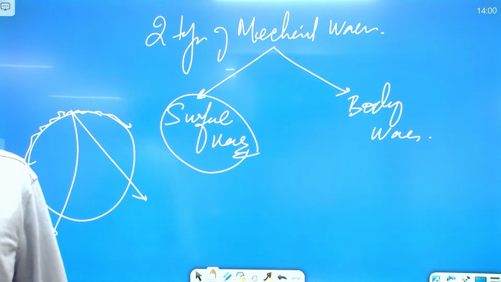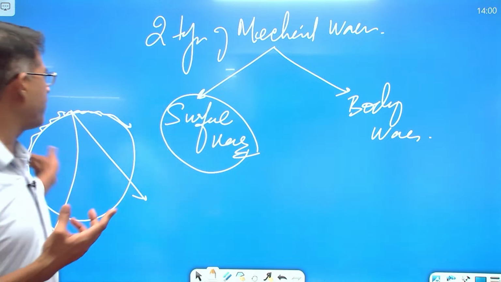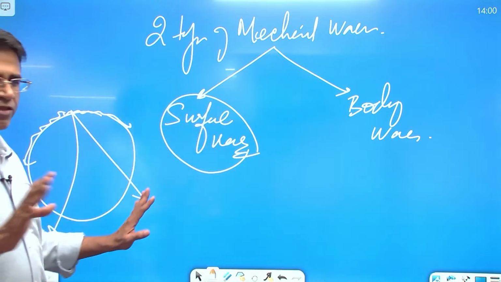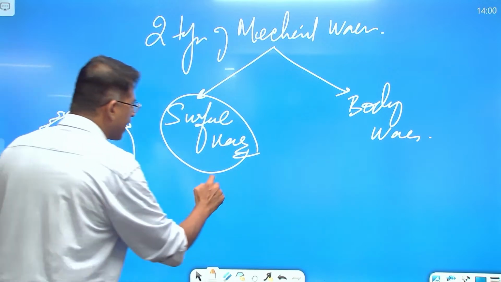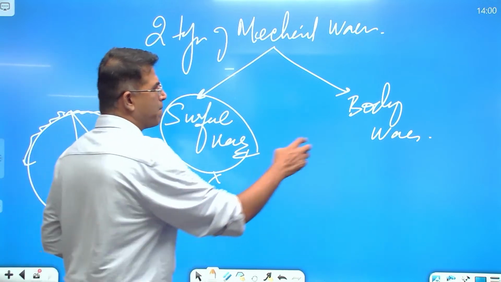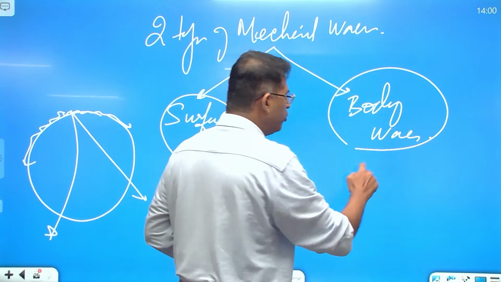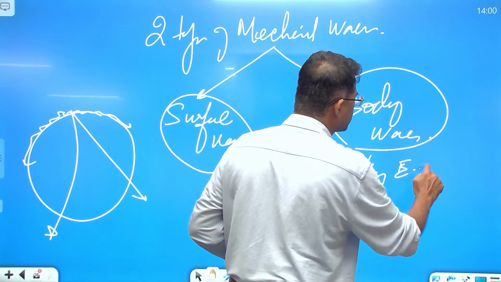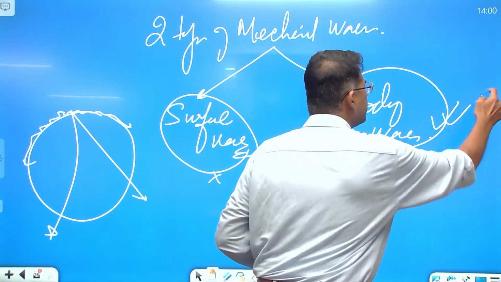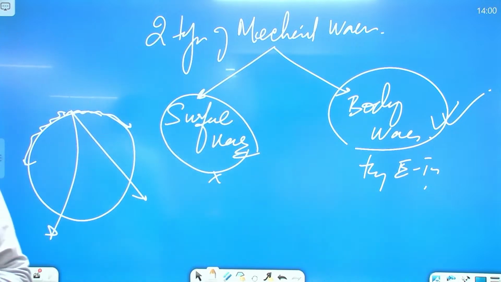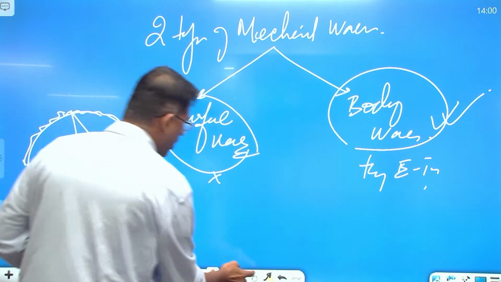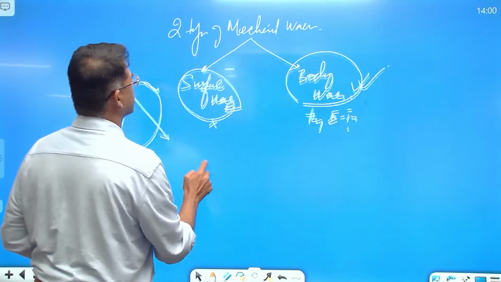So for knowing the interiors, what do I have to study? Surface or body waves? Body waves. Surface waves move on the earth's surface. They cannot tell us about the interiors, but the body waves move through the earth's interiors, and therefore these are more important. We have to study these. To know the interiors, I study the body waves of the earthquakes. Now there's one more classification.